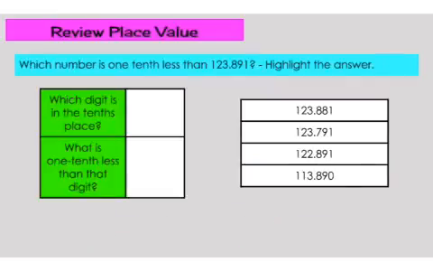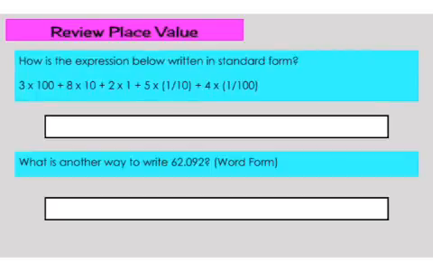So which number is 1/10 less than 123 and 891 thousandths? First of all, figure out which digit is in the tenths place. That would be your 8. What is 1/10 less than that digit? Well, 1/10 less than 8 would be 7. So let's find one that has a 7 in the tenths place. And that would be this one here. So I have 123 and 791 thousandths. There's your answer.